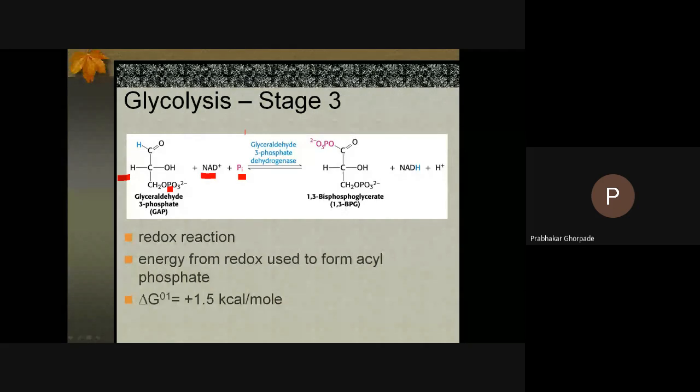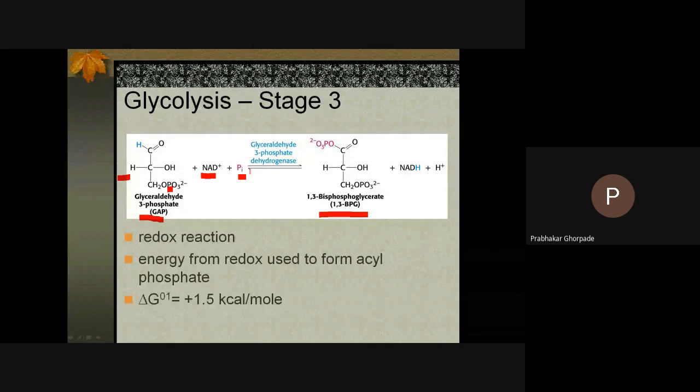Whenever you see some reaction in biochemistry, you should pay attention to the substrate and the enzyme name. What is the substrate name? What is the enzyme name? Glyceraldehyde 3-phosphate is the substrate molecule, and it is a dehydrogenation reaction. Dehydrogenation means there is involvement of oxidation and reduction. So what oxidation reduction is happening? You can see this glyceraldehyde is getting converted into 1,3-phosphoglycerate.